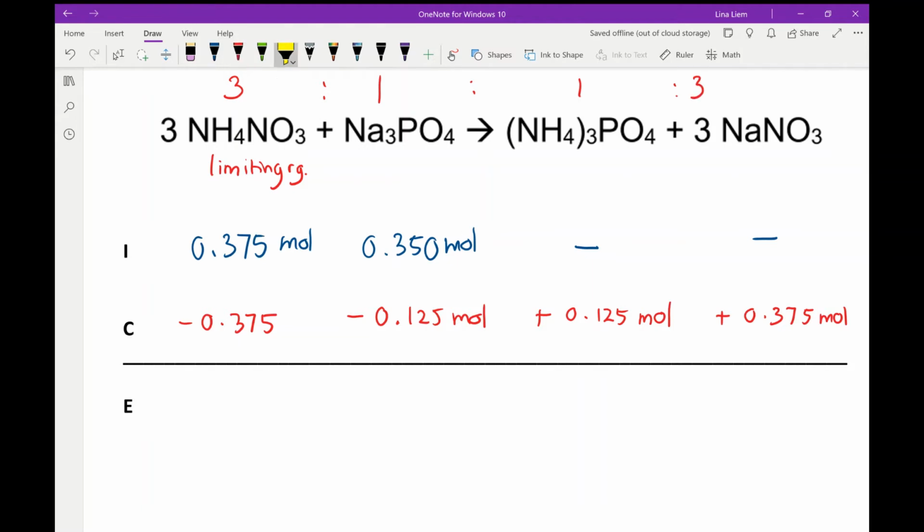Let's talk about the signs. Negative signs mean they are used up because they are the reagents. Positive signs mean they are produced because they're the products. Now, at equilibrium, or at the end of the reaction, you have none of the limiting reagent left, 0.225 mole sodium phosphate, and you still have these products.